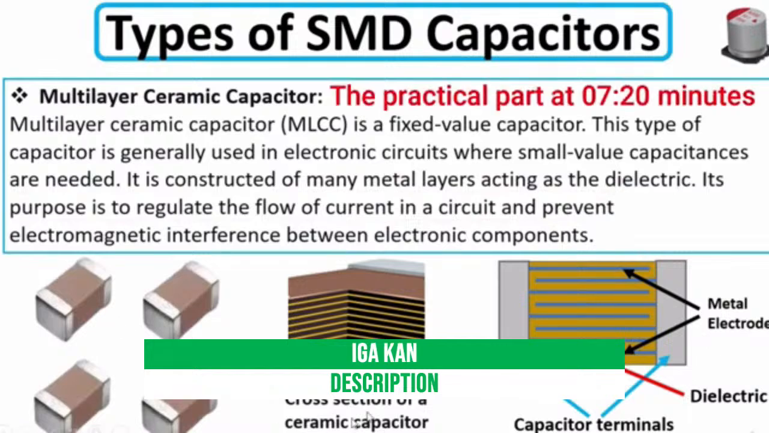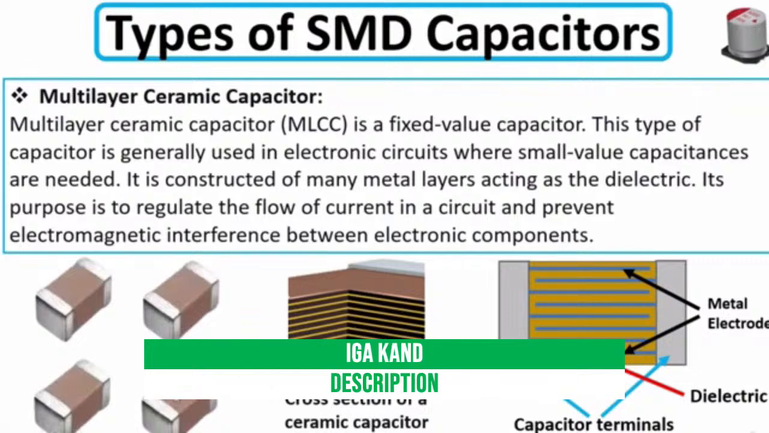Okay, so here we have a cross section of a ceramic capacitor. As you can see, it is composed of many layers, with the insulation material between layers. Here we have the ceramic capacitor terminals, exactly like this. And here is the metal electrode, and here is the dielectric or insulation material.